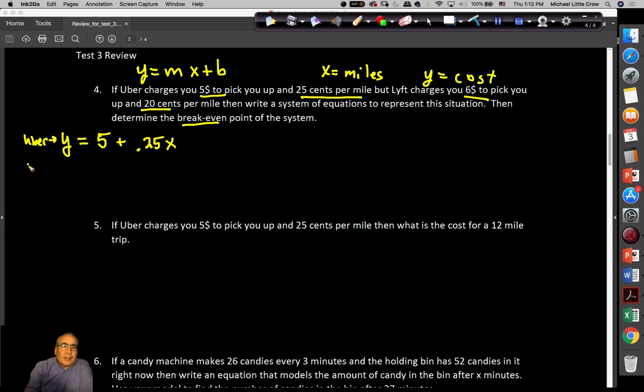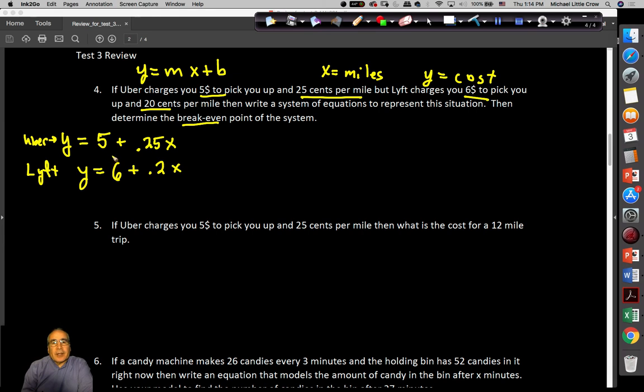For Lyft, you're going to get y equals, this time to pick you up is $6, but they charge you less per mile, 0.20 if you want, or just 0.2.